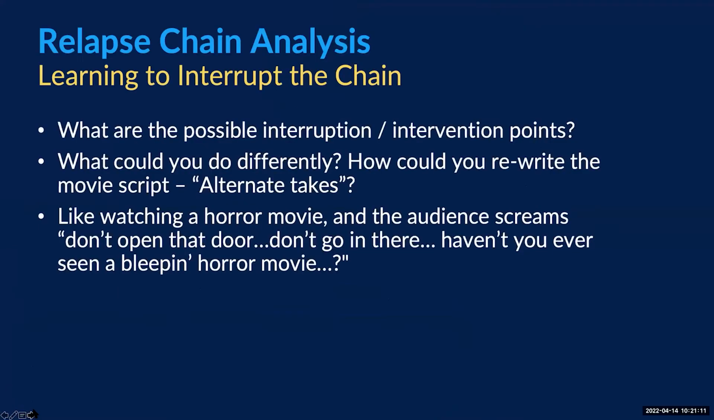So the way of having that conversation is to go through it point by point and ask and examine what are the possible intervention points and what could you do differently? What would be an alternate take? Where could we rewrite the movie script?